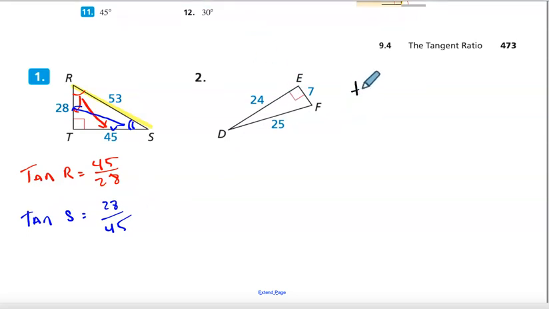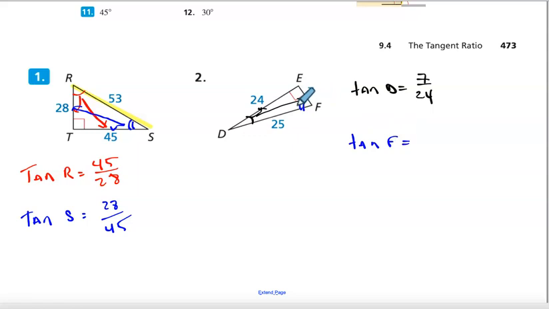Alright, so same thing here. Again, I'm not going to use E, I have to use the acute angles. Tangent of D is going to be opposite here, which is 7, and the adjacent here is going to be 24. Once you know D, then you automatically know F without even looking at the diagram. But let's look at the diagram anyway.